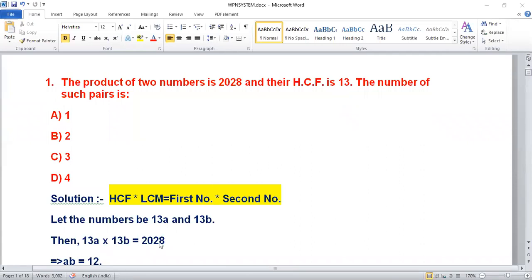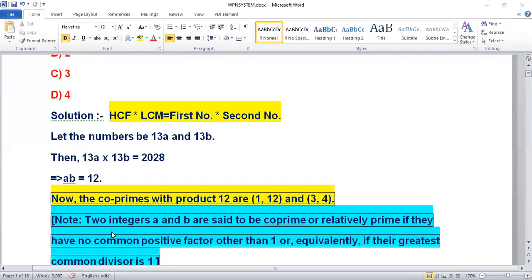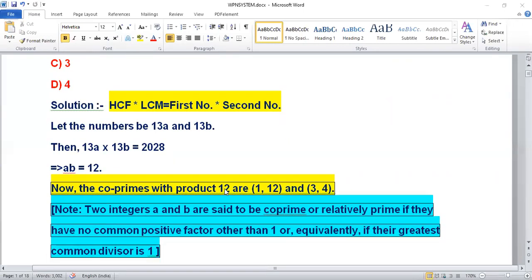Then 13a multiplied by 13b is equal to 2028. This is the product of two numbers. So ab will be equal to 2028 divided by 13 multiplied by 13, that comes out to be 12. Now we have to find the co-prime numbers with product 12. First of all, what are co-prime numbers? Two integers are said to be co-prime or relatively prime if they have no common positive factor other than 1, or equivalently if the greatest common divisor is 1.